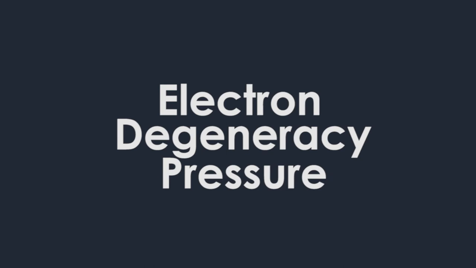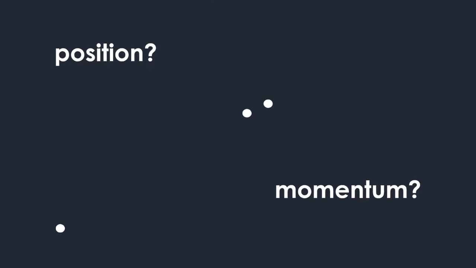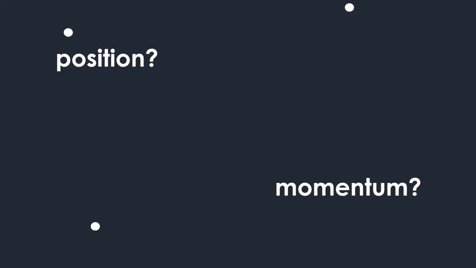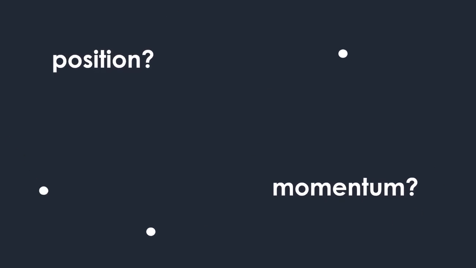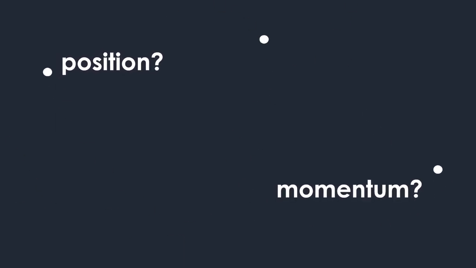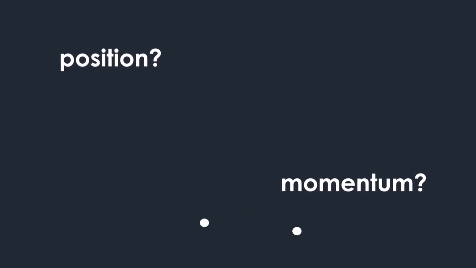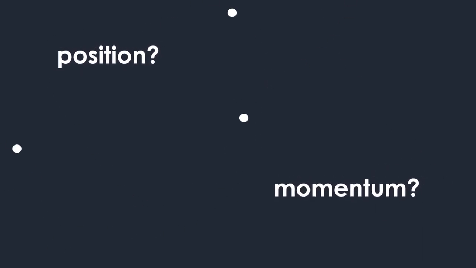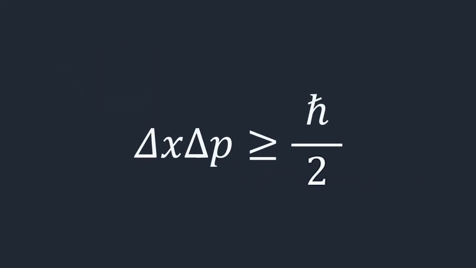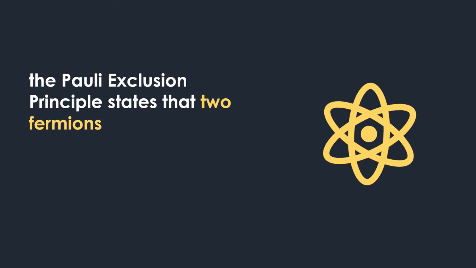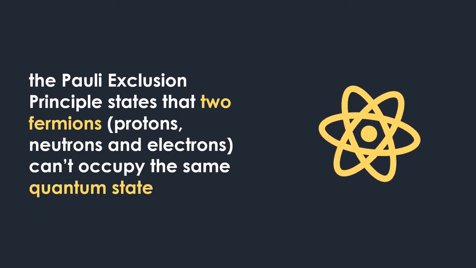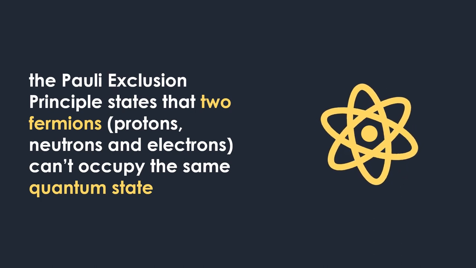White dwarfs remain stable due to something known as electron degeneracy pressure, a phenomenon arising from the Heisenberg uncertainty principle and the Pauli exclusion principle. The uncertainty principle basically states that you can't know with absolute certainty a particle's position and its momentum, i.e. where it's going, at the same time, ever. Quantitatively, this can be written through the equation delta x times delta p is greater than or equal to h bar over 2. The Pauli exclusion principle, on the other hand, states that two fermions, i.e. protons, neutrons, and electrons, can't occupy the same quantum state.